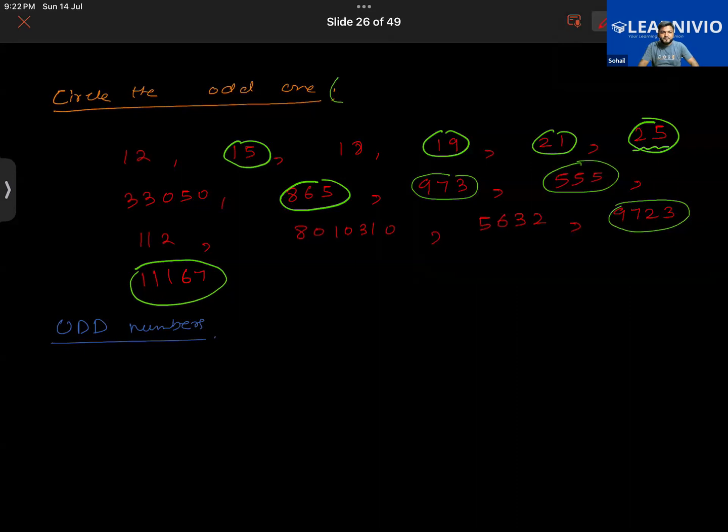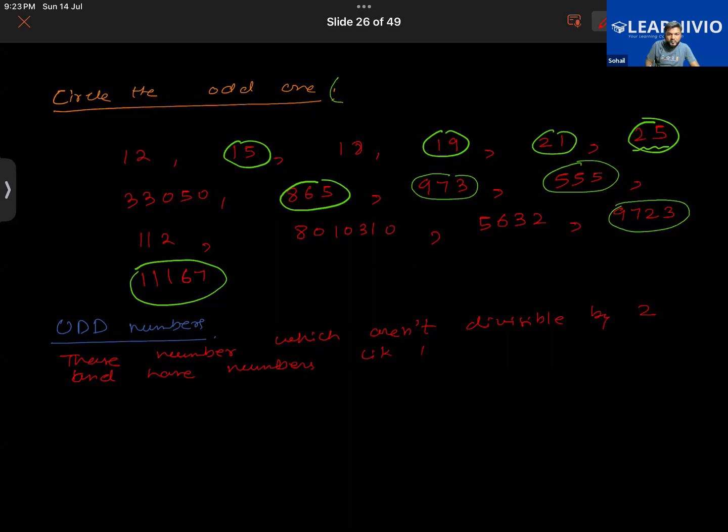Give the topic odd number. So here you will write that those numbers which are not divisible by 2 and have numbers like 1, 3, 5, 7, or 9 at their ones place, their ones place value. Okay, now.